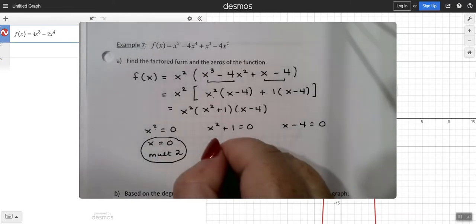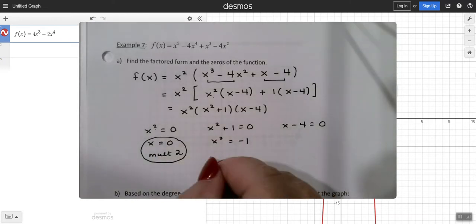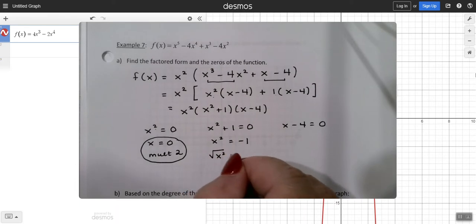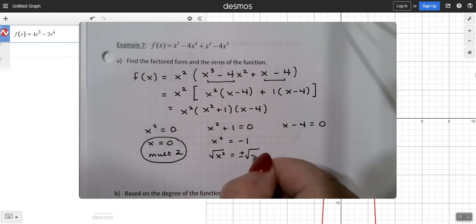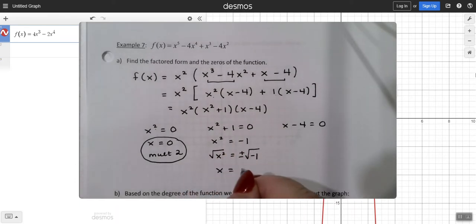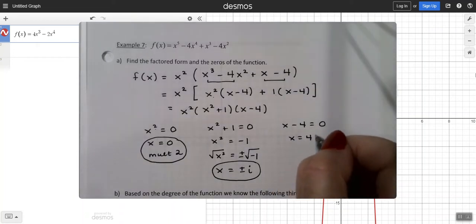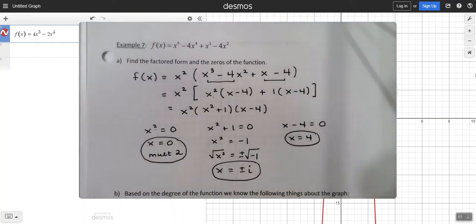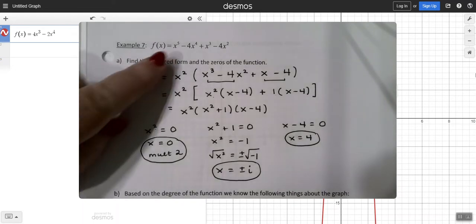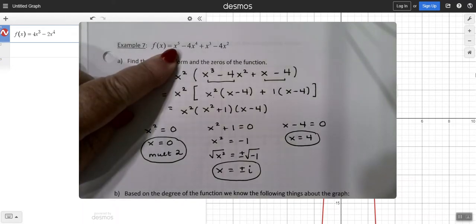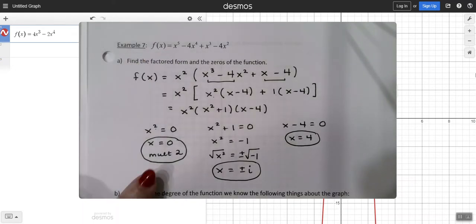This is going to give me x squared equals negative 1. So when I use my square root method on that, I'm going to get x equals plus or minus i. And over here I'm going to get x equals 4. Just double checking, notice with a 5th degree I do get 5 zeros if I count multiplicity, right? 2 here, 3, 4 with the plus and minus, and 5 over there.